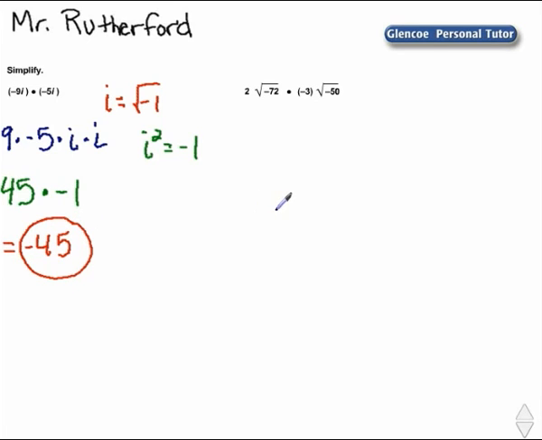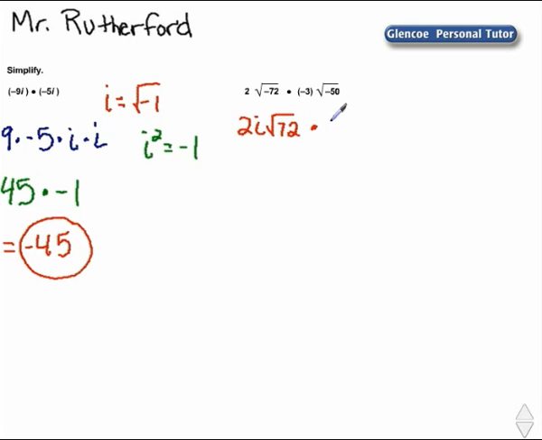Next: 2 square root of negative 72 times negative 3 square root of negative 50. Now in this case, notice we have a negative number under each radical. And so we need to get rid of that by using our imaginary number i. So first, I'm going to say that 2 square root of negative 72 is equal to 2i square root of positive 72.